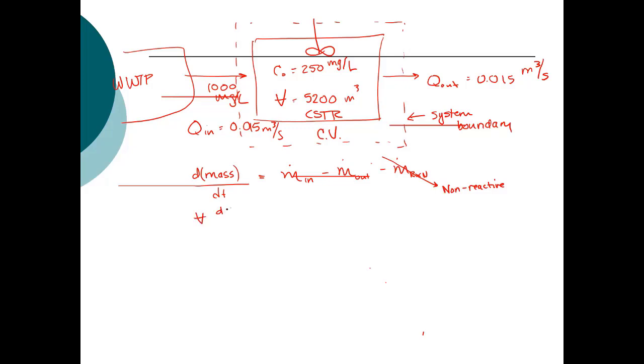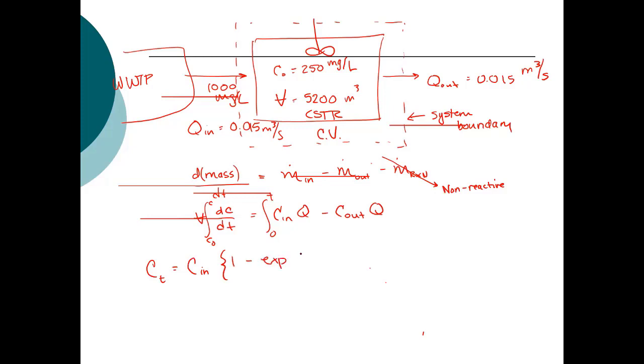So if volume is constant, I can write volume times dC/dt is equal to C in times Q minus C out times Q. And if I integrate this expression from C0 to C and from time 0 to time t, I end up with this expression here. So this is the expression we developed on Monday. We don't have steady state initially.